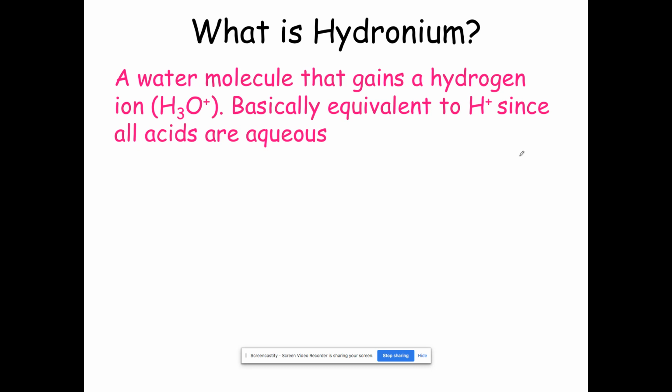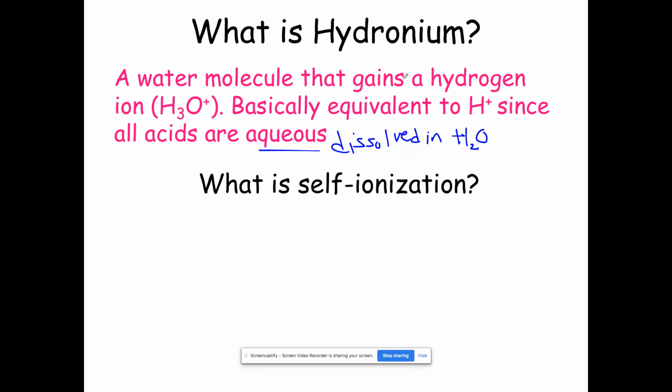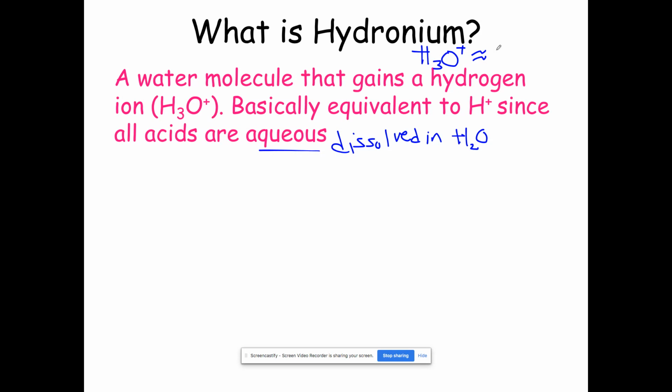And since all acids are aqueous, remember, dissolved in water, it's pretty much the same thing. So H3O plus, that is hydronium. It's pretty much equivalent to aqueous H plus ions.